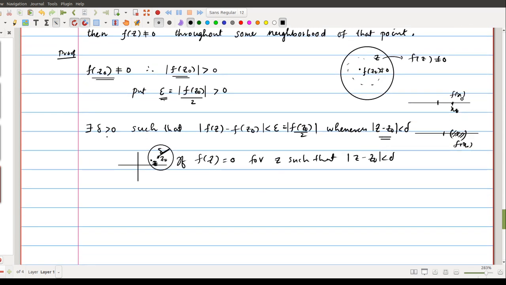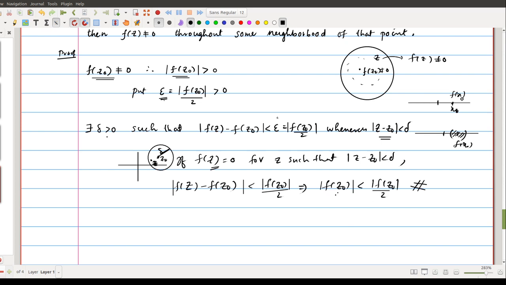So if we take any z from this disk, and f(z) = 0, then consider the statement |f(z) − f(z0)| < ε, which is equal to |f(z0)|/2. Putting f(z) = 0 here, you will get |f(z0)| < |f(z0)|/2, which is a contradiction.